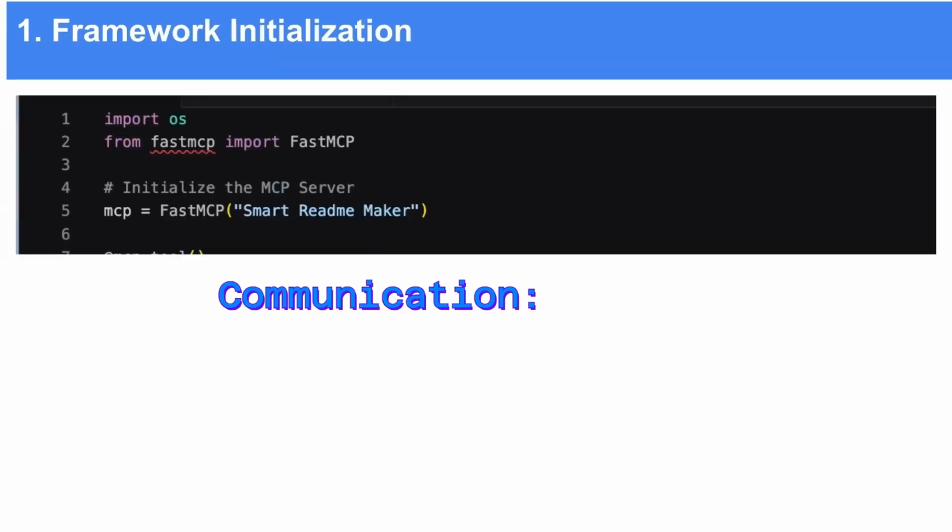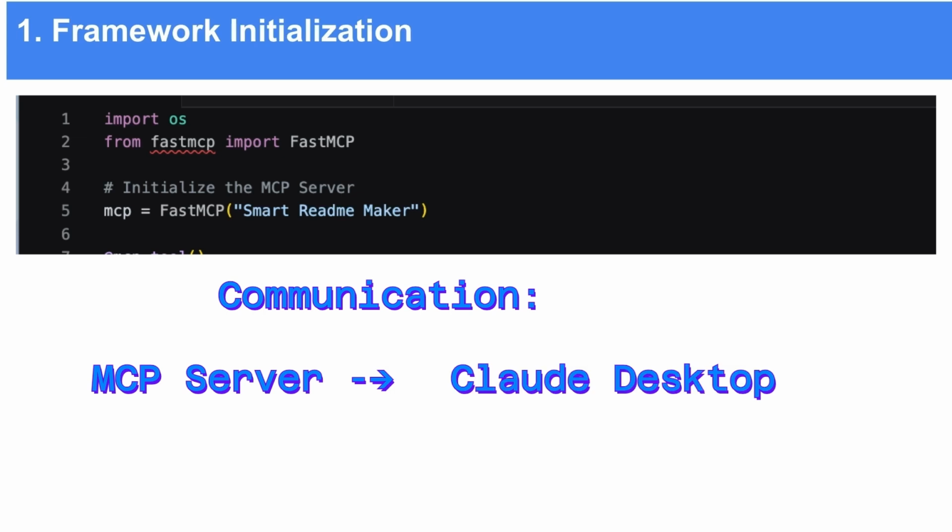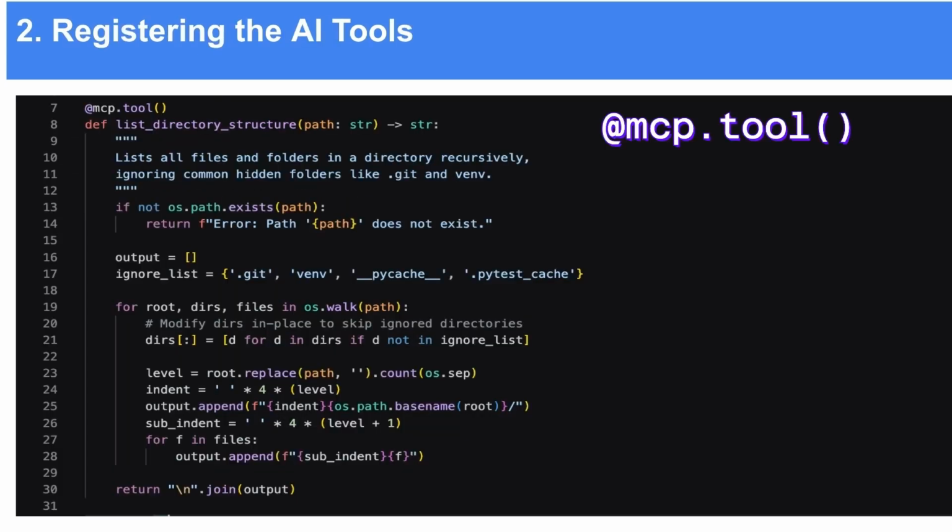Here is a high-level, step-by-step explanation of how this server.py script functions as an MCP, Model Context Protocol server. 1. Framework initialization. The script starts by importing FastMCP and initializing a server instance named Smart Readme Maker. 2. Registering the AI tools.